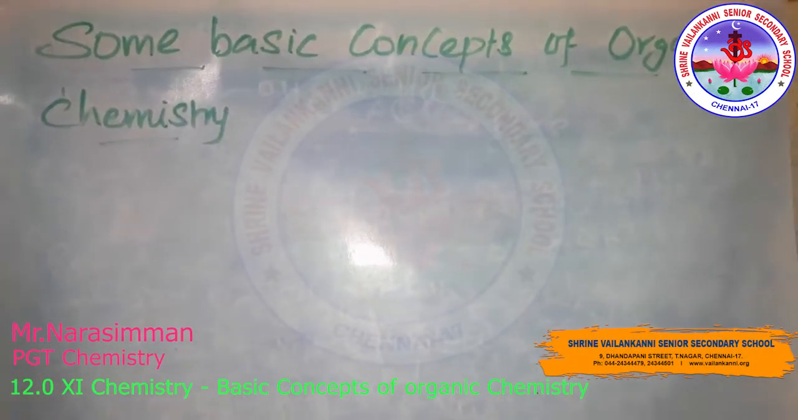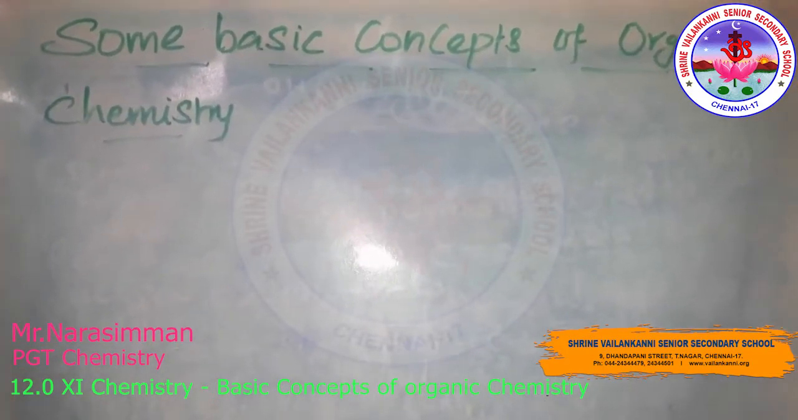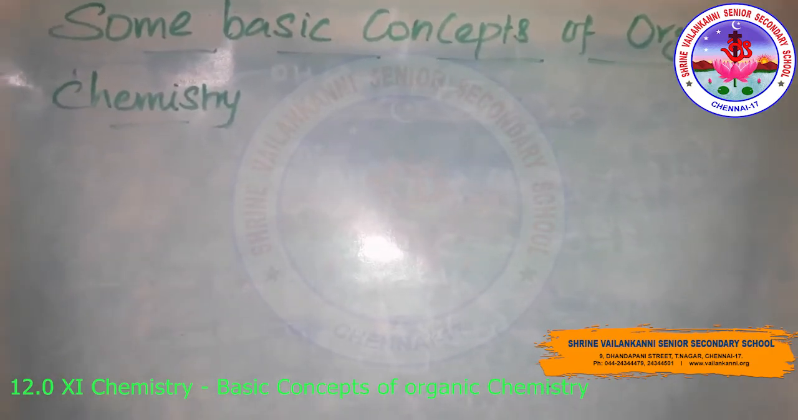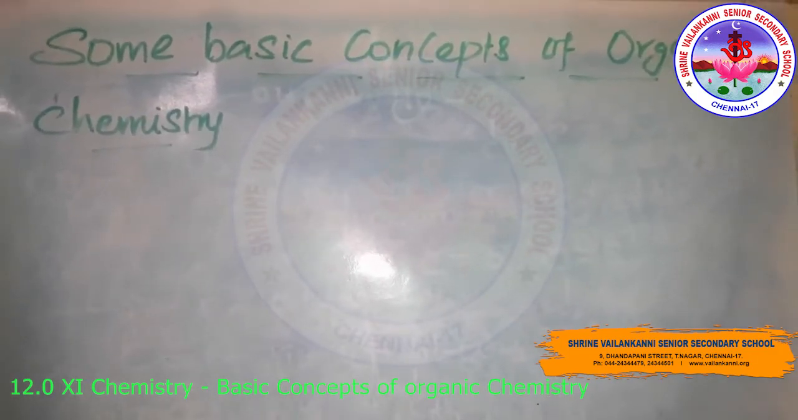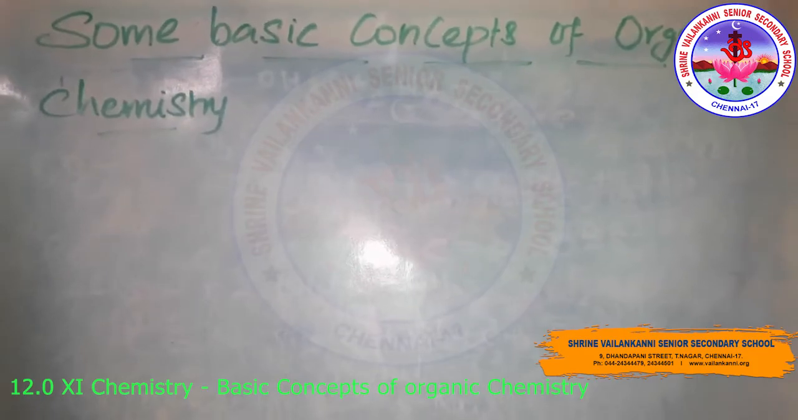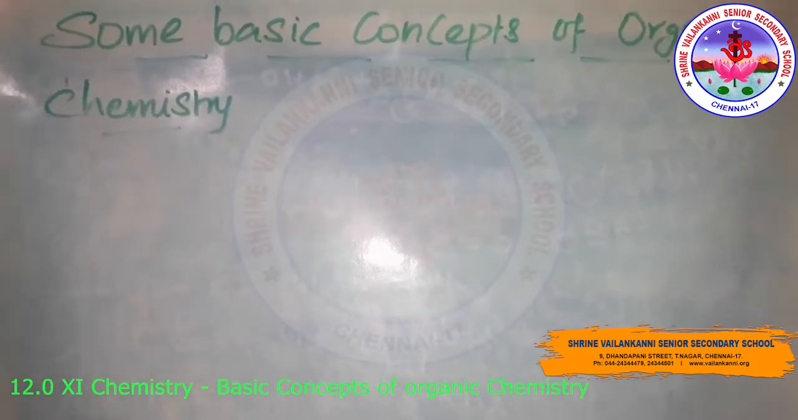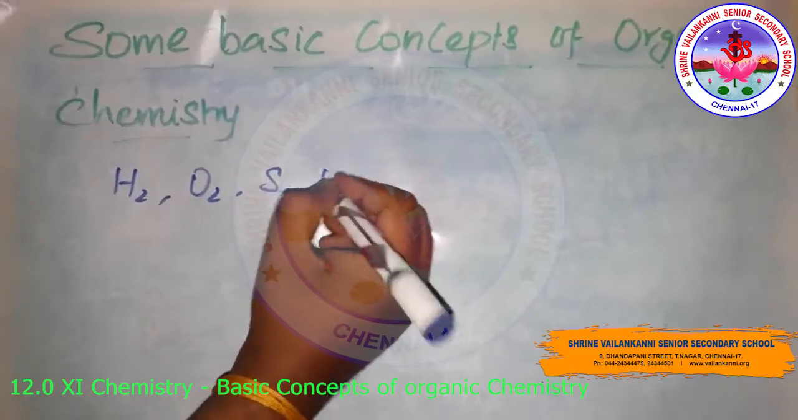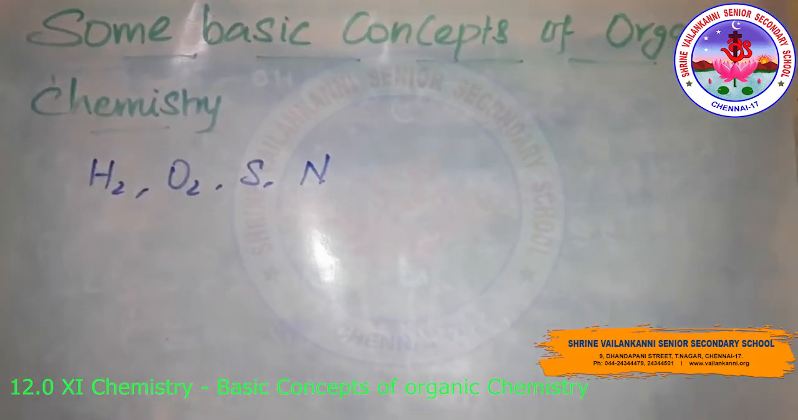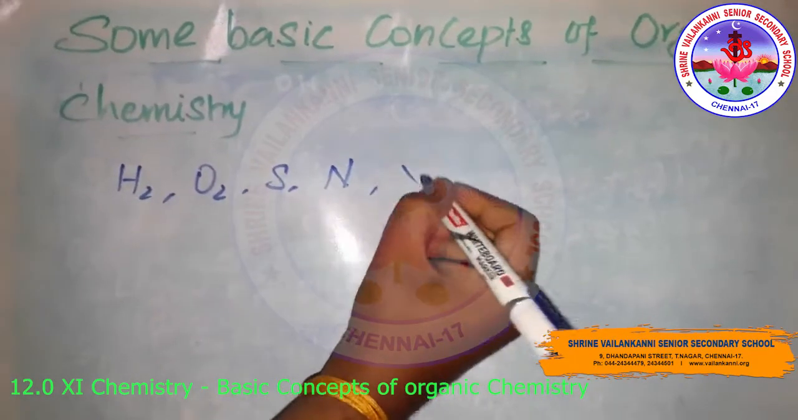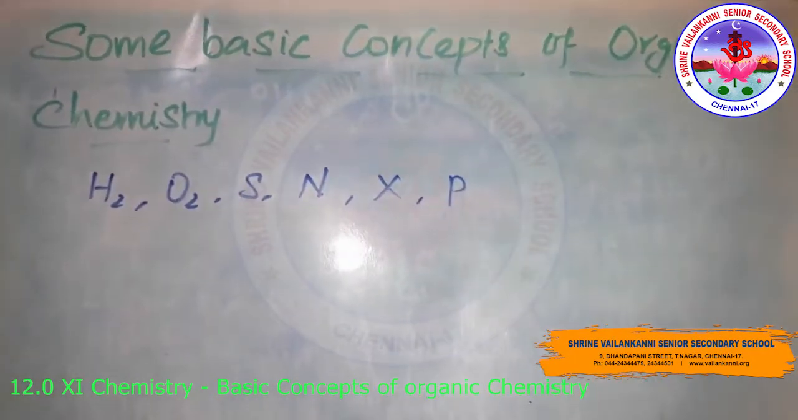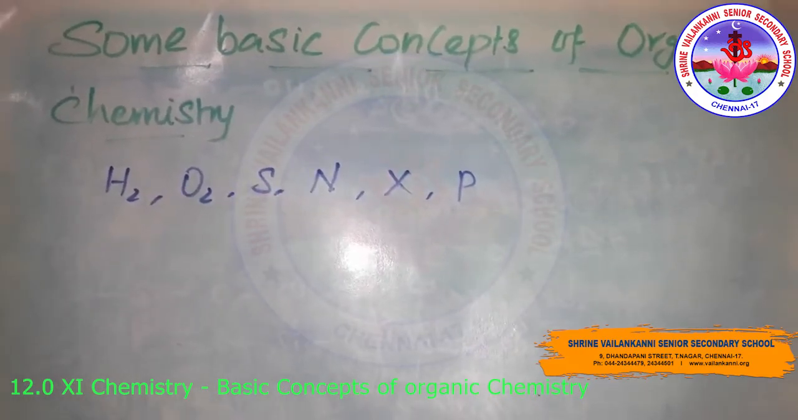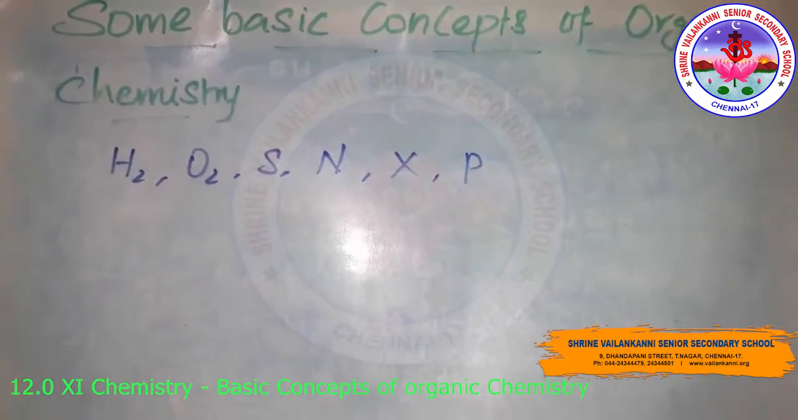New chapter, some basic concepts of organic chemistry. We already studied the carbon compounds. Carbon has some unique properties. It shows catenation, because it forms covalent bonds with carbon and also forms covalent bonds with other atoms like hydrogen, oxygen, sulfur, nitrogen, halogens, phosphorus, and so on. These resulting compounds are studied under a separate branch of chemistry called organic chemistry.